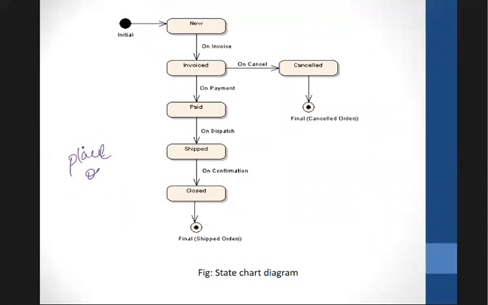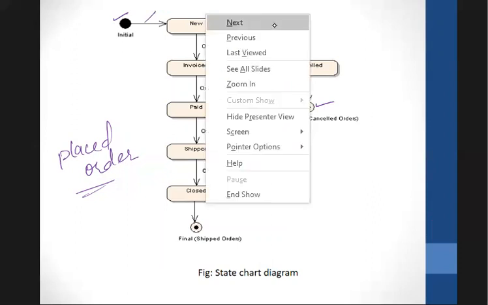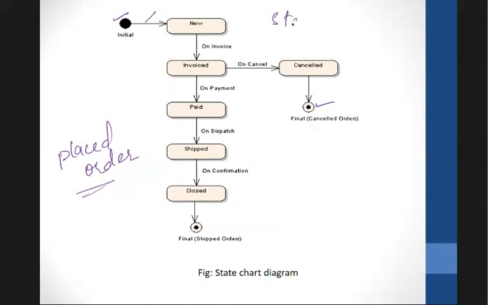When you've placed an order, within the state chart diagram, you're going to have the same initial state, and the final state is going to be the same. Now, you're going to have these arrows and you're going to have the same activities. Now, in place of activity, you're going to make use of different states.